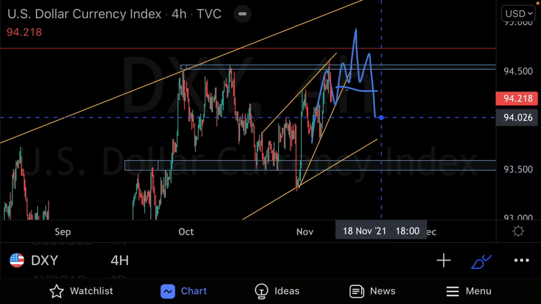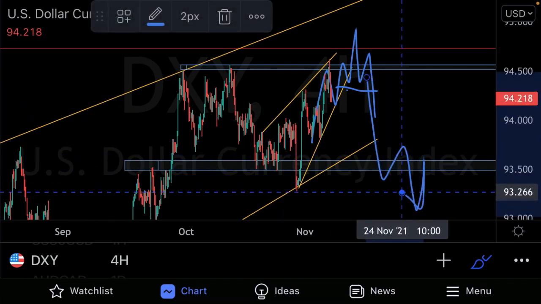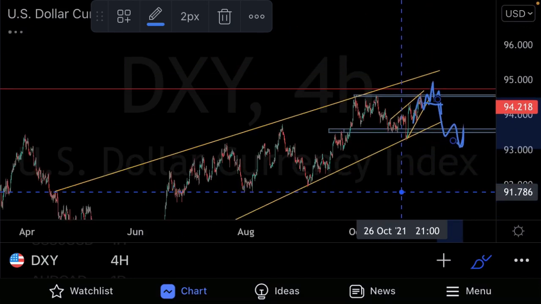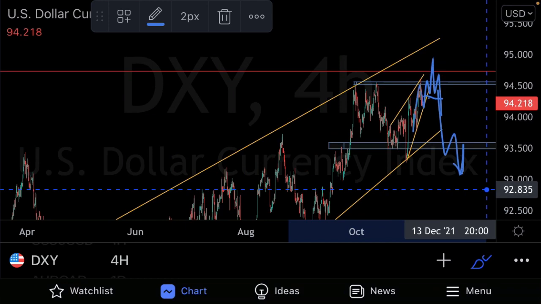So we were hoping to see this momentum following through way down to the downside, obviously breaking our higher time frame structure as well, for at least targeting, or at least for us to see prices coming down to at least these price regions over here. So we are bearish bias on the DXY over the course of next week, guys.